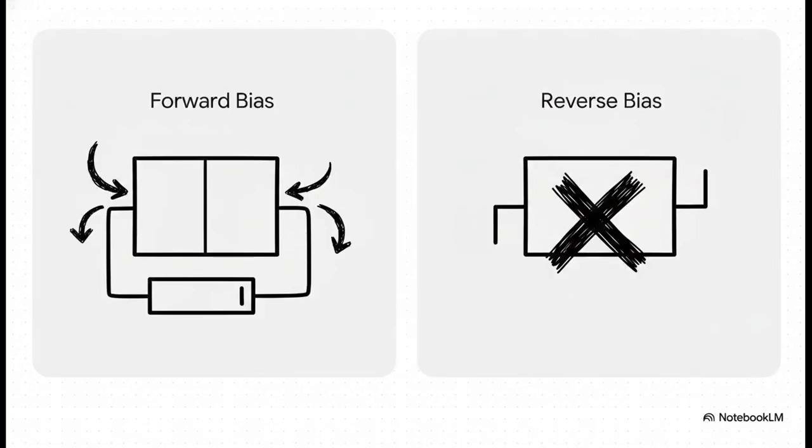And the way we control that wall is through biasing, which is just a fancy way of saying we apply an external voltage. Think of it kind of like flipping a switch. In forward bias, we hook the positive terminal to the P-type side and the negative to the N-type. That external push actively fights the built-in barrier, shrinks the depletion region, and boom, current flows freely. But in reverse bias, we flip the connections. Now the external voltage is actually helping the barrier. The depletion region gets much wider and it totally blocks the current. It basically becomes an open switch, except for a tiny, tiny trickle of leakage current.